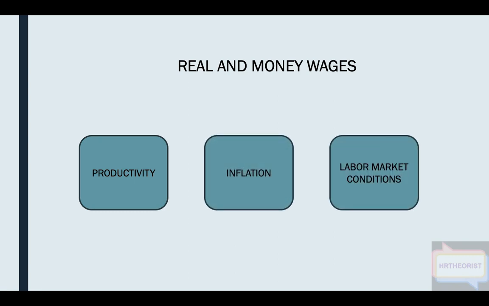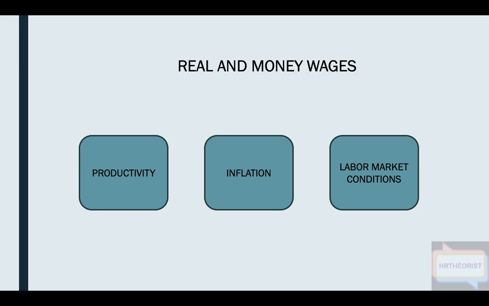inflation, and labor market conditions. Productivity is a measure of how effectively resources are utilized to generate output. Inflation is a measure of the rate at which prices are rising and the purchasing power of money is decreasing. And labor market conditions include various elements that influence employment levels, wages, and overall labor market outcomes, such as unemployment rates, government policies, lack of job opportunities, and skills mismatch.